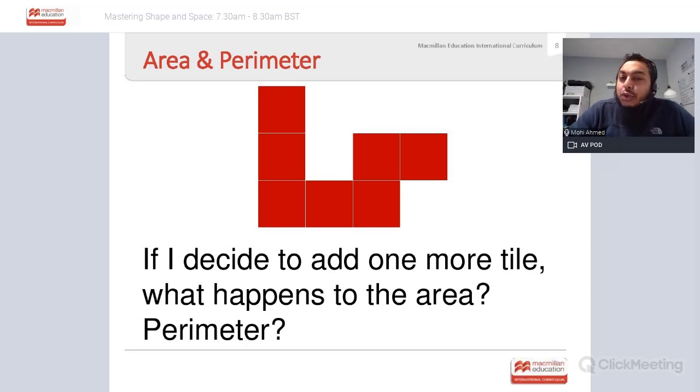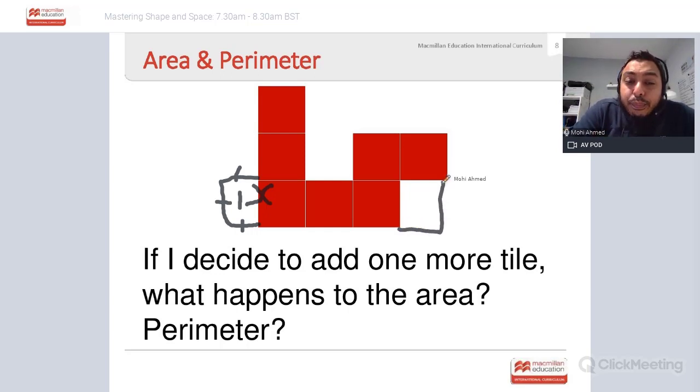But the perimeter doesn't always. It can happen. So if I add a tile there, excuse my square, this is the best I can do, I think. If I add my square there, that means I've got one more unit for the area, but I've lost one side for the perimeter. But I've gained 1, 2, 3 sides. So my perimeter would be increased by 2. Is that right?